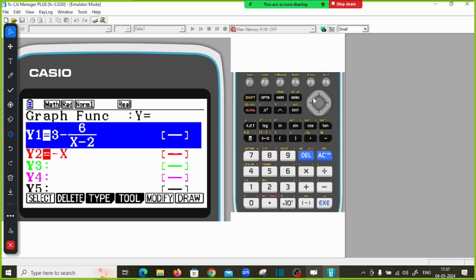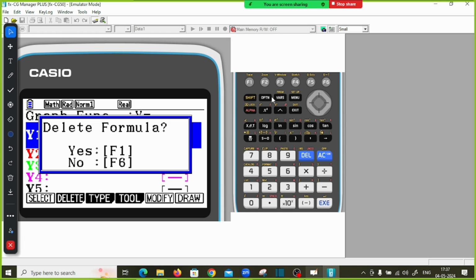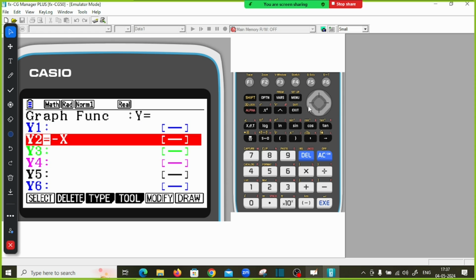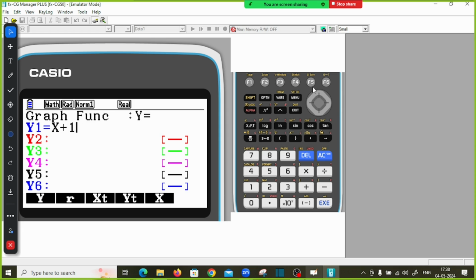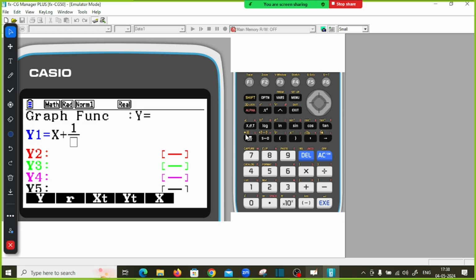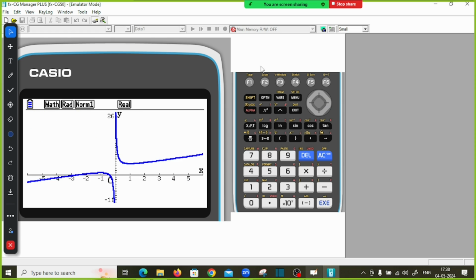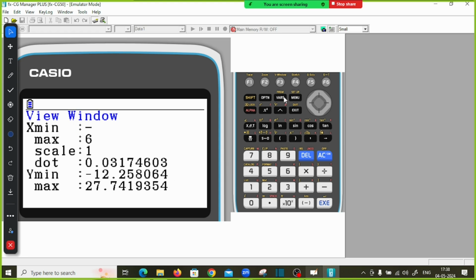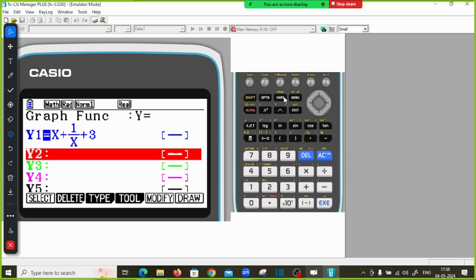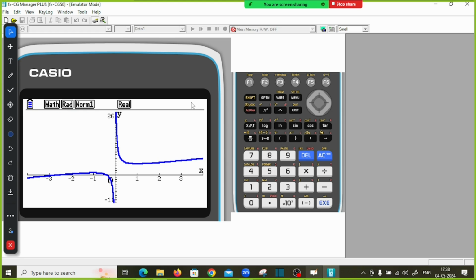I am deleting all these expressions, so delete, F1, yes. Now I am typing my expression as x plus 1 over x plus 3, and then execute. Then I have to adjust its view window, so my view window should be between minus 4 to 4. So I am writing here minus 4, execute, to 4, execute, x scaling should be 1, execute. This is my graph, right? This is the first part.